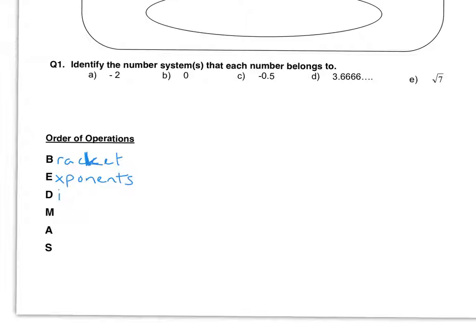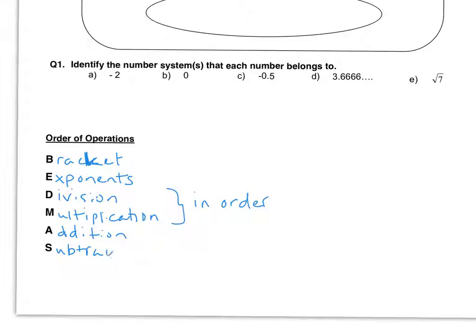The next two actually go hand in hand, division and multiplication, and they generally happen in the order that they appear. They're kind of on the same level. And then A and S, again, go hand in hand, they're addition and subtraction, and we do those in the order that they appear as well, from left to right. So you do your multiplication and division first before you do adding and subtracting, but in order from left to right. All right, so let's try this.